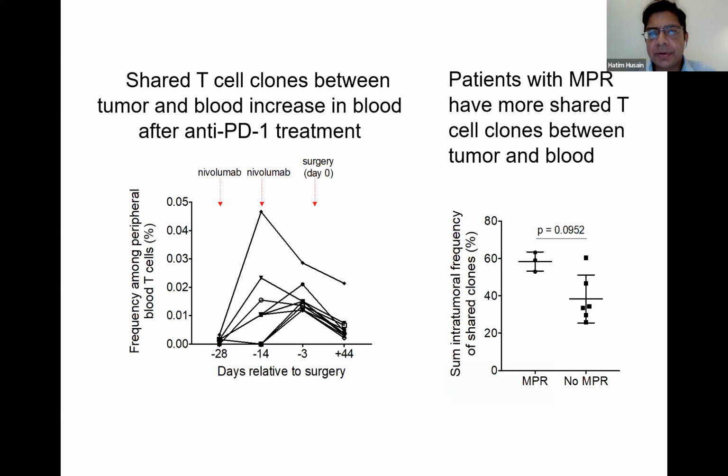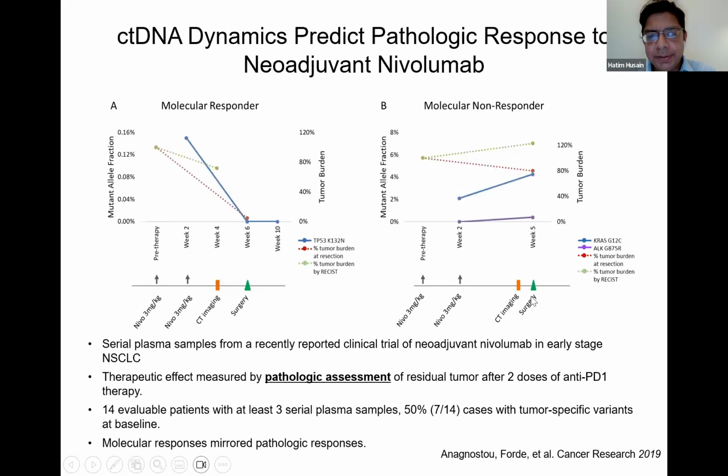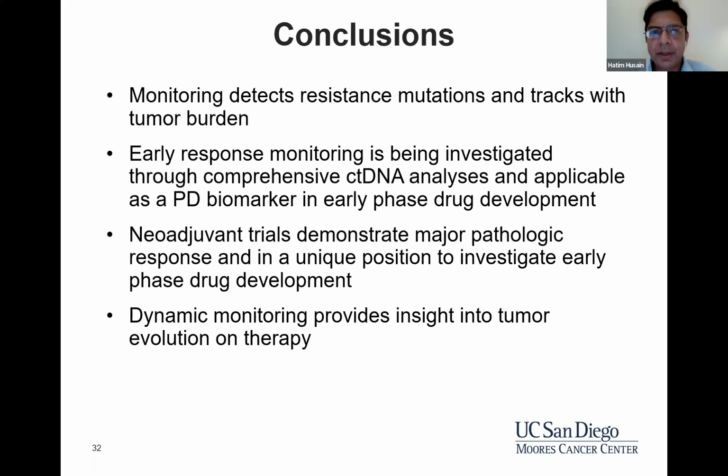And so, there've been other analyses. I think this paper also looked at shared T cell clones between the tumor and blood. Also looked at those T cell clones in the people that had major pathologic responses. There was an additional analysis to look at plasma pre-treatment and at the time of surgery, before surgery, to show that those patients who were molecular responders had more correlated major pathological responses as well.